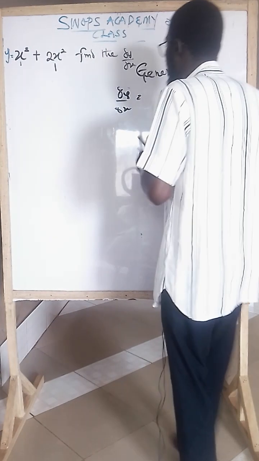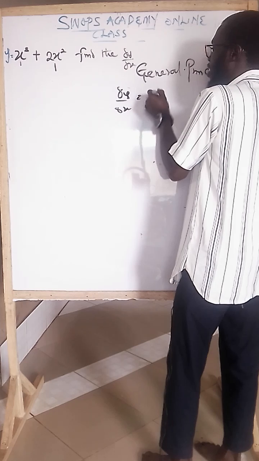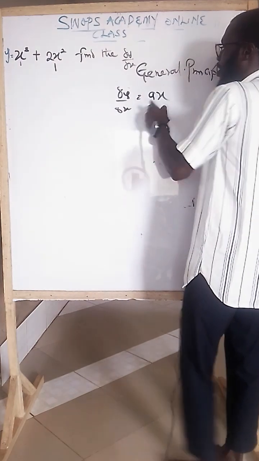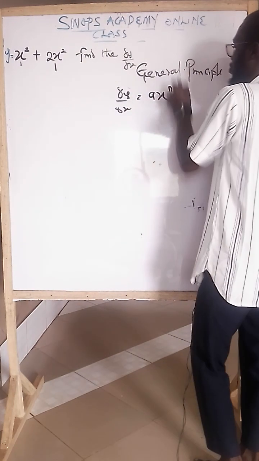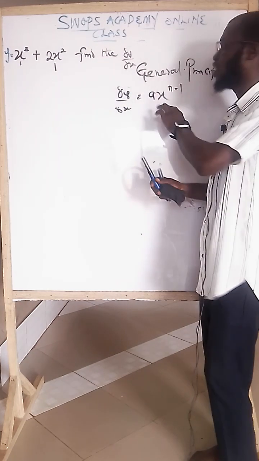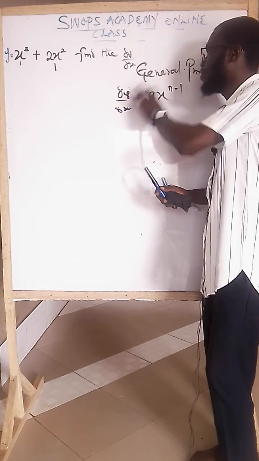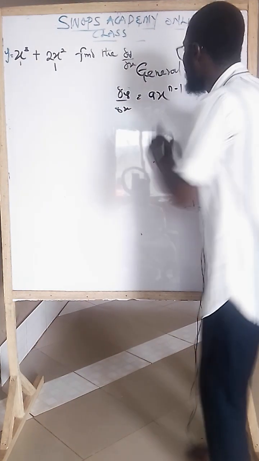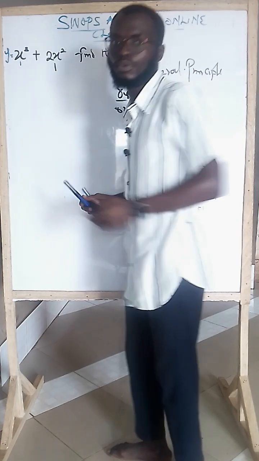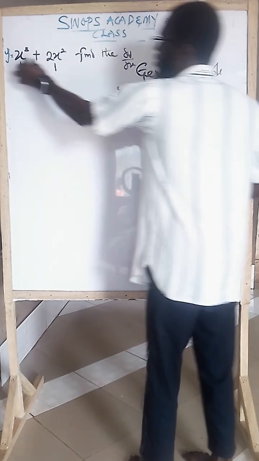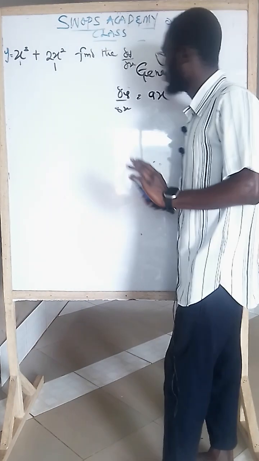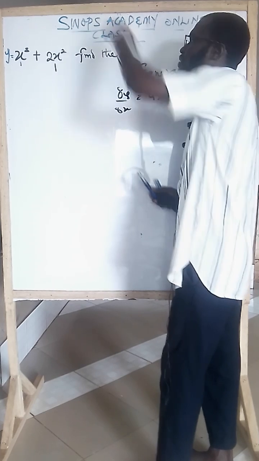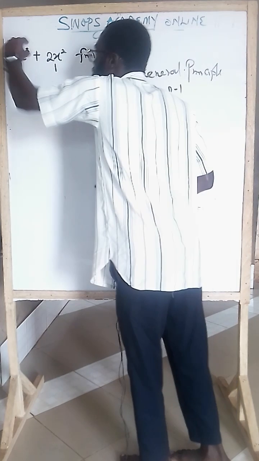Using what formula? Using a x to the n minus 1. This is the formula used in solving a general principle. How do they get this formula? Know that the a is standing for the coefficient that is on this variable. The s is this variable on its own, while the n is the power that the variable is carrying, which is 3.